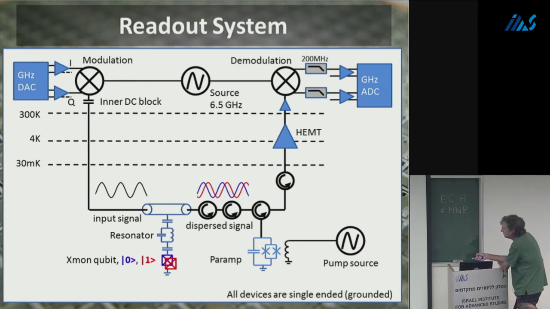You then amplify that with a quantum limited parametric amplifier, which is a whole research program in its own. Again, this is single-ended grounded. It's much better microwaves. Then we go to some low temperature amplifiers, and we bring in a mixer and an A to D converter to figure out what the phase is. And we just measure the phase of this to know whether it's in the 0 or 1 state.